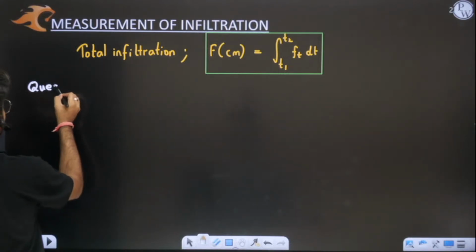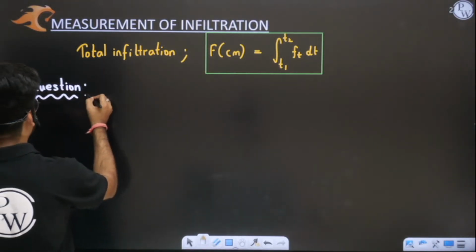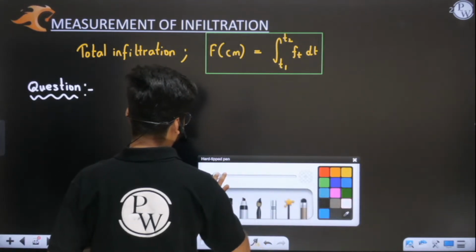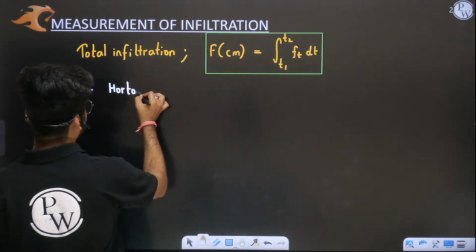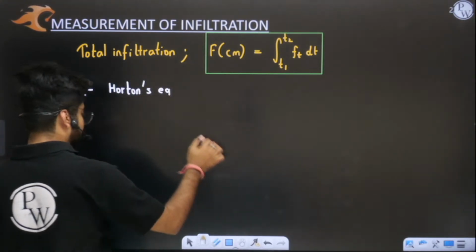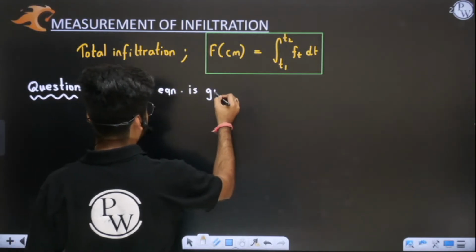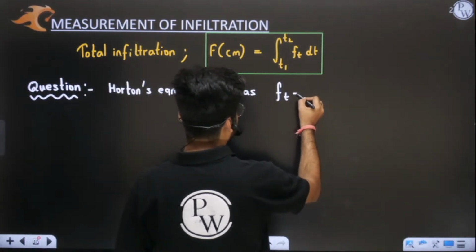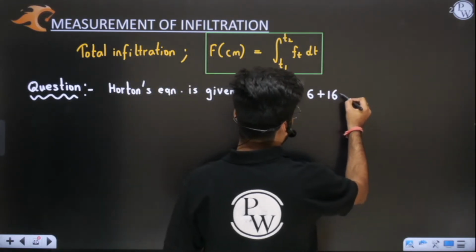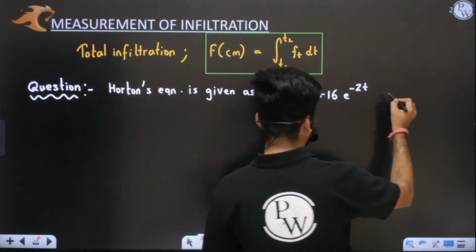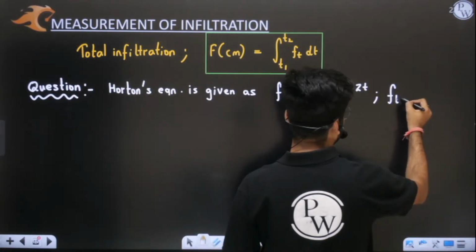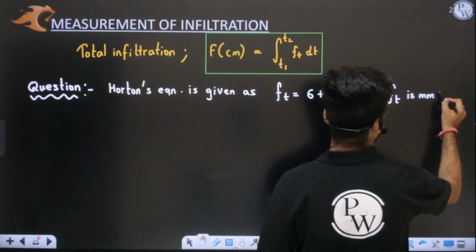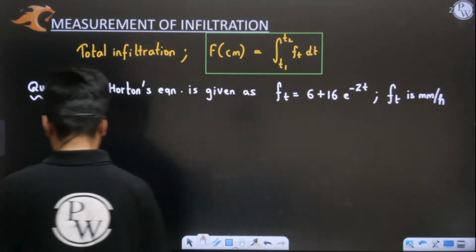So let us assume Horton's infiltration equation is given as ft equals 6 plus 16 e power minus 2t, where ft is in mm per hour and time t is in hours.